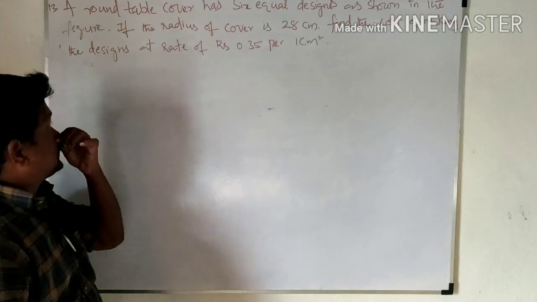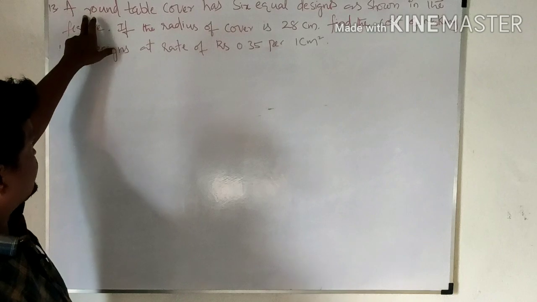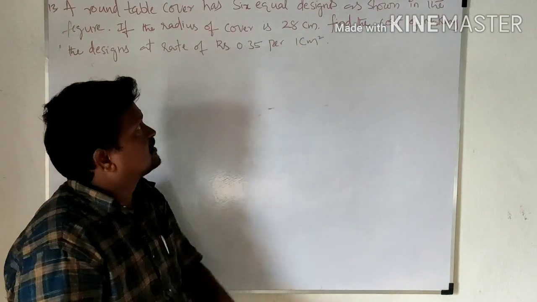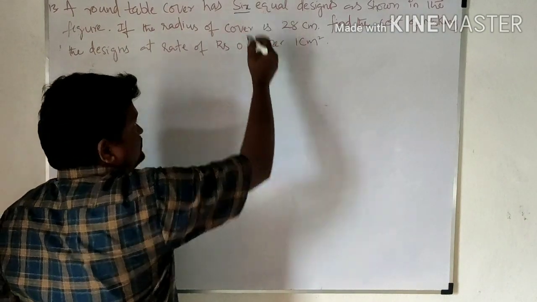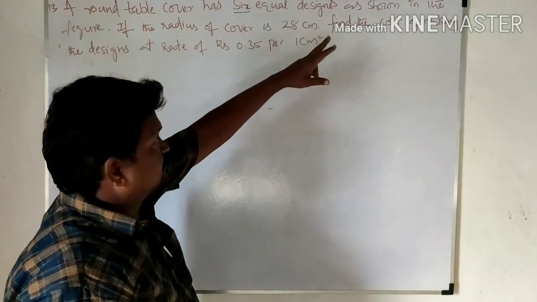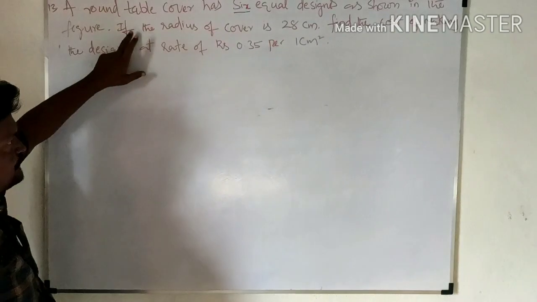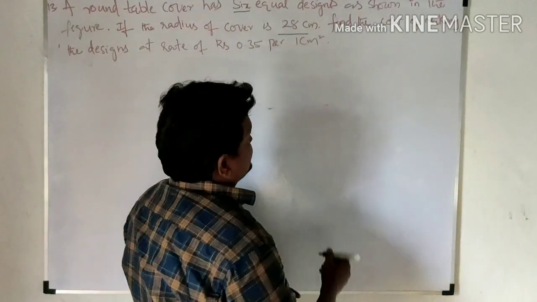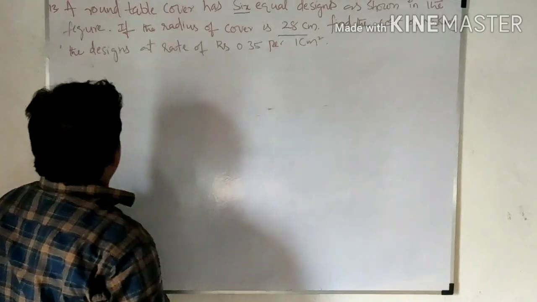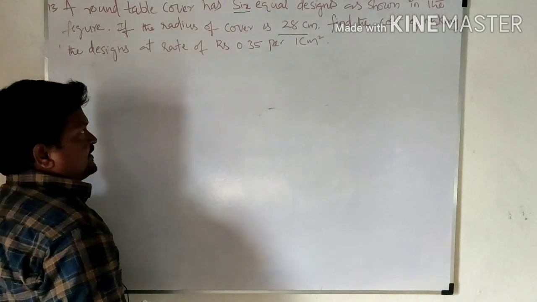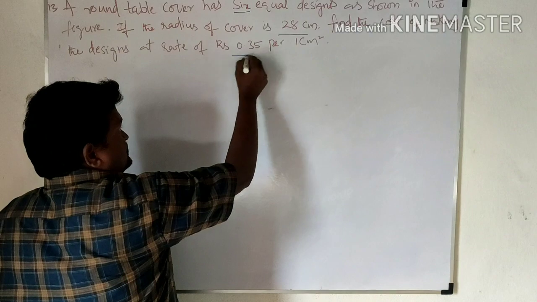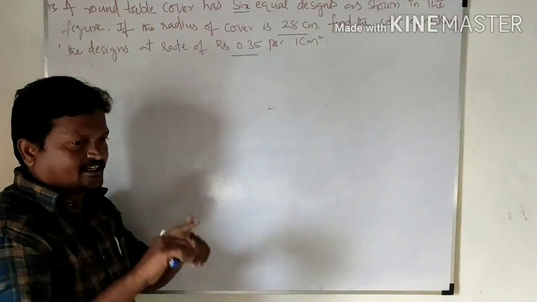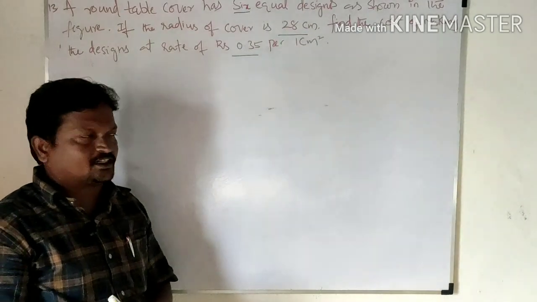Now let us see the 13th question. A round table cover has 6 equal designs as shown in the figure. If the radius of the cover is 28 centimeters, find the cost of making the designs at the rate of rupees 0.35 per square centimeter. There is a table cover in the shape of a circle.